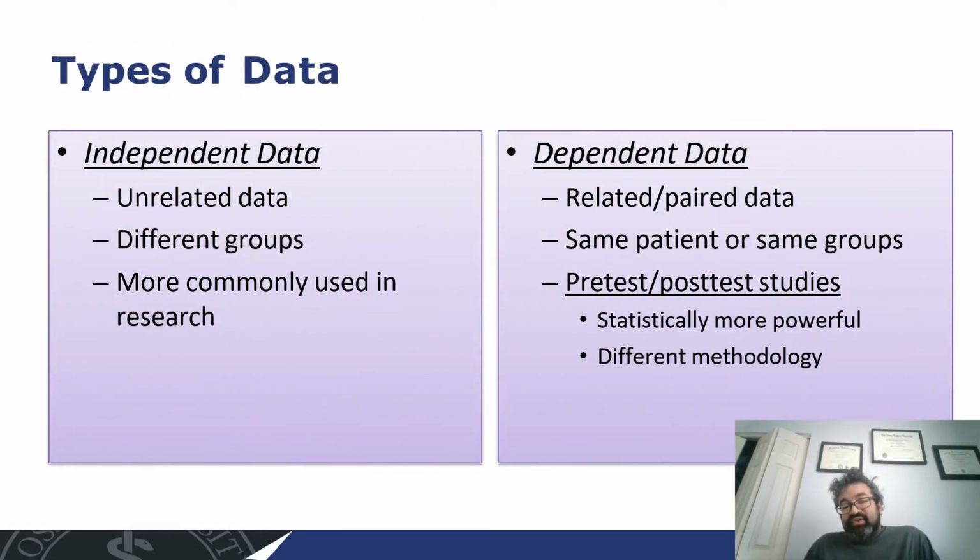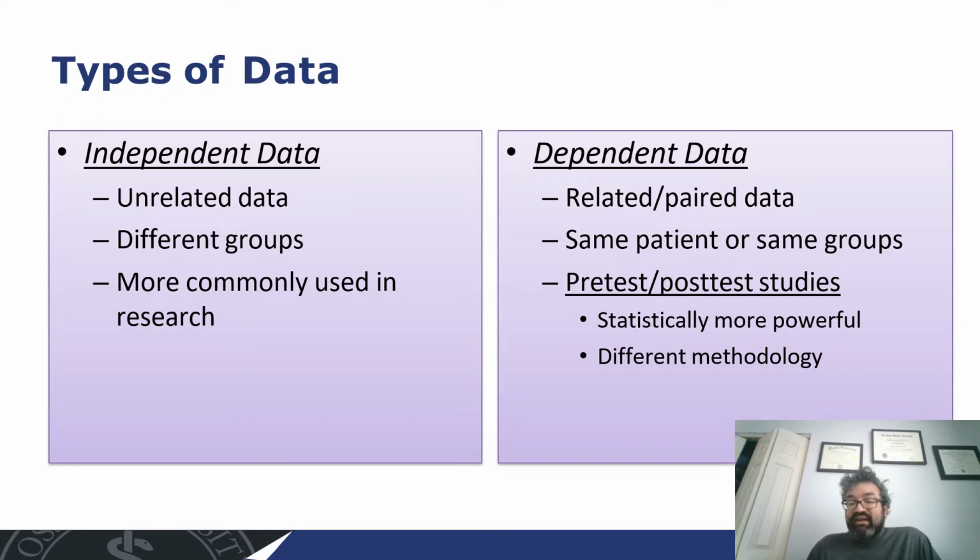Now, outcome variables versus predictor variables. Again, independent data is, what is it? And if you said predictor variable, you were correct. Unrelated data, different groups, more commonly used in research.